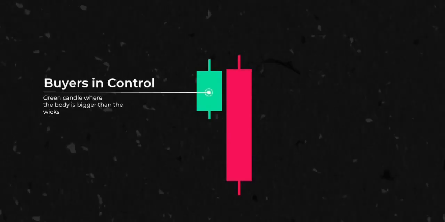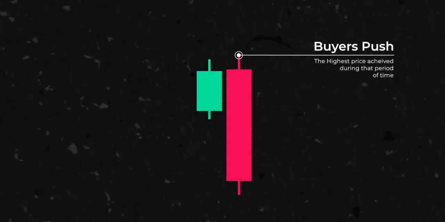Let's understand the psychology of the pattern. First, we see that the buyers were in control as the price made this green candle. Then, as the next candle opens, the buyers try to push the price upwards. They manage to break above the high of the previous candle. Then, all of a sudden, sellers see these highs as an opportunity and they start to sell. Their selling pressure is so high that they manage to break beyond the low of the previous candle.